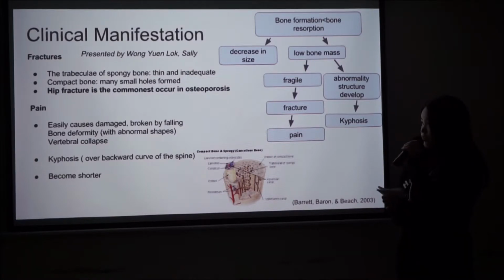Regarding clinical manifestations, osteoporosis occurs when bone loss begins as bone breakdown increases and levels of bone formation decrease. The spongy bone will become thin and inadequate. Many small holes form in compact bone that make the skeleton more fragile. Hip fracture is the most common fracture in osteoporosis.